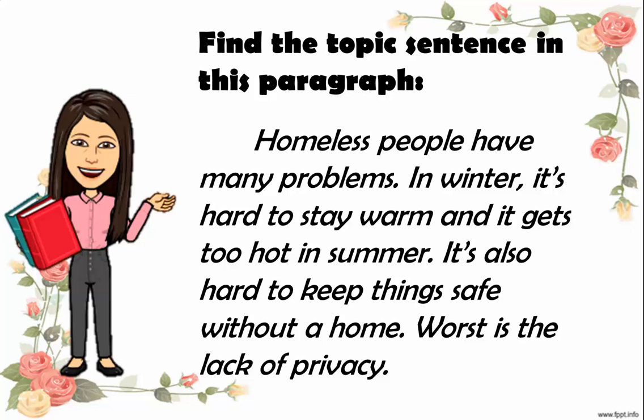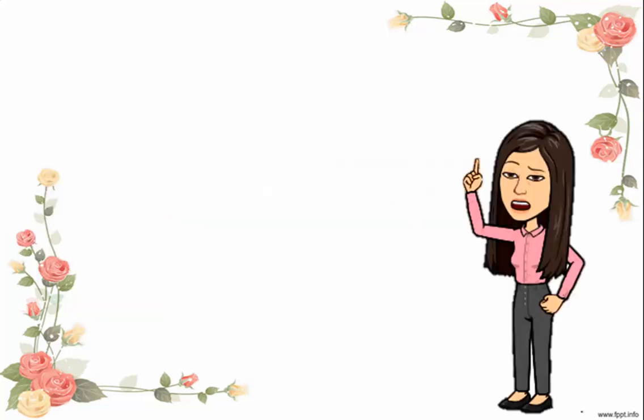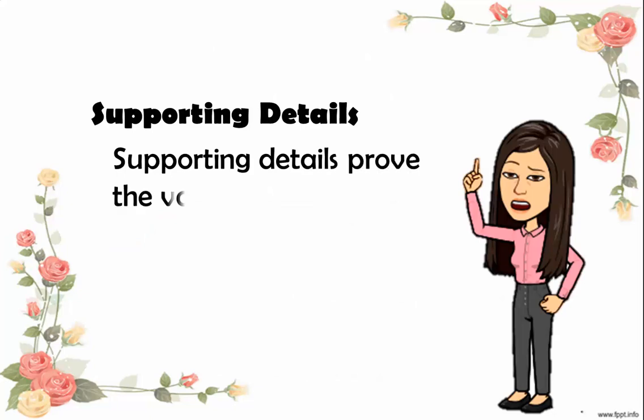Where is the topic sentence? That's right, it's the first sentence. Homeless people have many problems. If you look closely at the paragraph, all the other sentences talk about the problems that homeless people experience. These sentences are called supporting details. The supporting details prove the value of the main idea.